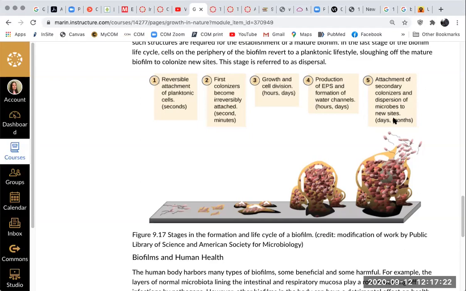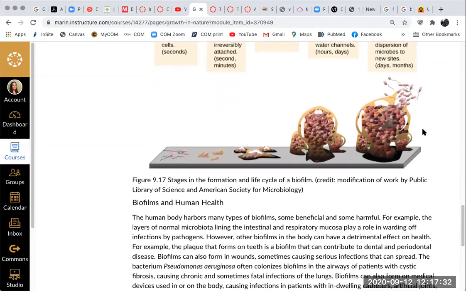And then eventually the biofilm matures and you have cells released and dispersed into the environment, that can move to new sites and begin new biofilms.